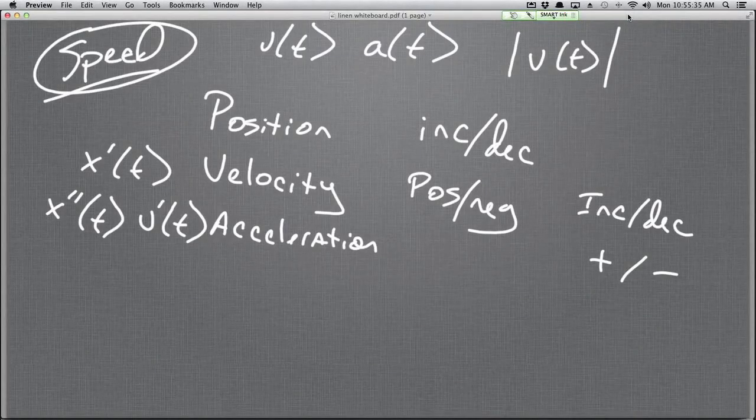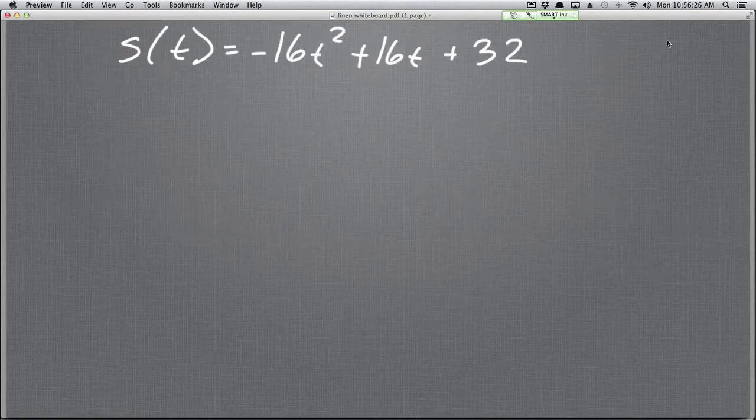Page 114, we're looking at example 10. We have a diver, and his diving board, I guess it's a platform, is 32 feet above the ground. He jumps off the platform and heads down to the water of the swimming pool. The position of the diver is given by the position function s of t equals negative 16t squared plus 16t plus 32. So they have given me the position function.